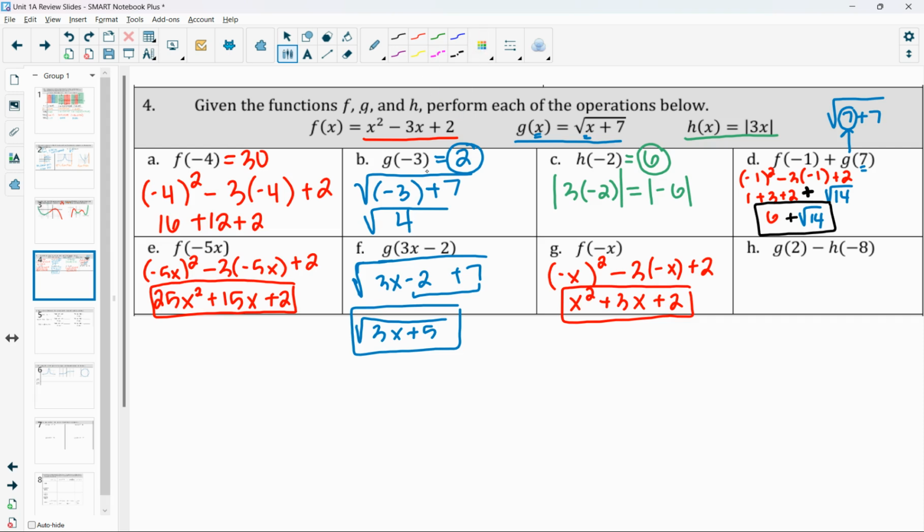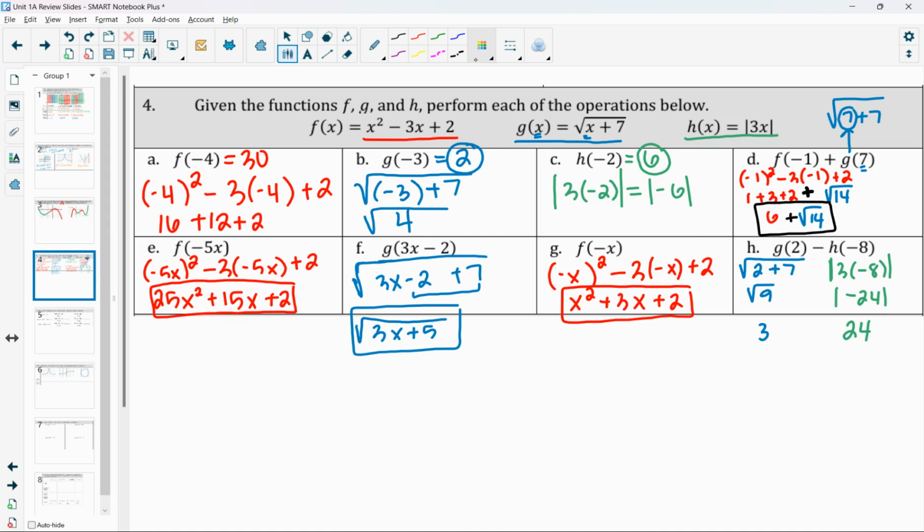And then this last one asks us to do 2 functions again, so we're going to plug 2 into the g function. Okay, so we're going to have 2 plus 7. So then that's square root of 9, which is just 3. Then we're going to plug into the h function. And the h function is the absolute value of 3 times x, which in this case is -8. So here we have the absolute value of -24, which is just positive 24.